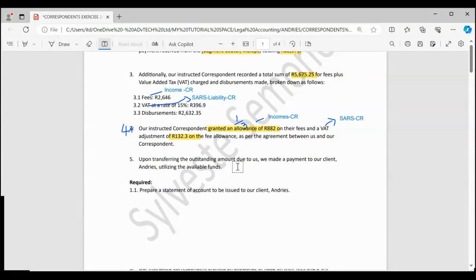So upon transferring the amount outstanding due to us, we made a payment to our client. In other words, thereafter, we're going to do some transfers, and thereafter, the amount remaining is going to be paid to Andres, because obviously we are representing Andres as our client. So we need to make sure that we do that. We must also make sure that we prepare a statement of account. So we must account to Andres. So thereafter, we must compile a statement.